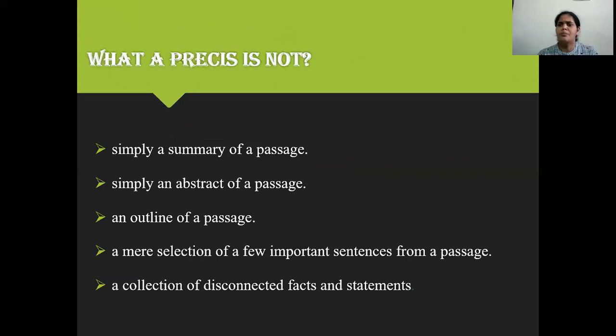So what is precis not? So what do you call something not as a precis? Simply writing the summary is not a precis, students. Writing an abstract is not a precis. It is not an outline of the passage. Okay. It is not selecting few important sentences from the passage. It is not the collection of disconnected facts and statements. So as I told you, the meaning should retain, the idea should be the same, but you should see any cliches, redundancies, repetitions, the same idea, something between the lines. So whatever you've understood, you have to go ahead with it, but not writing the gist of that particular paragraph.